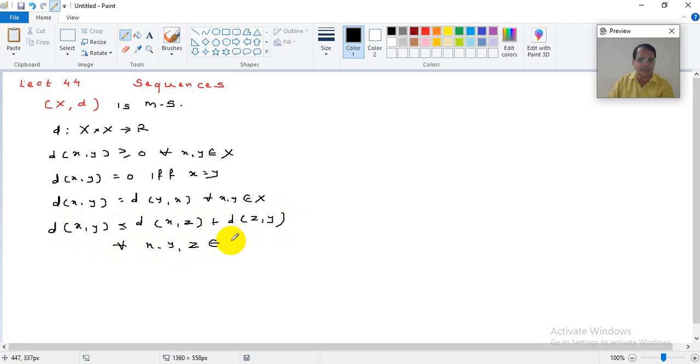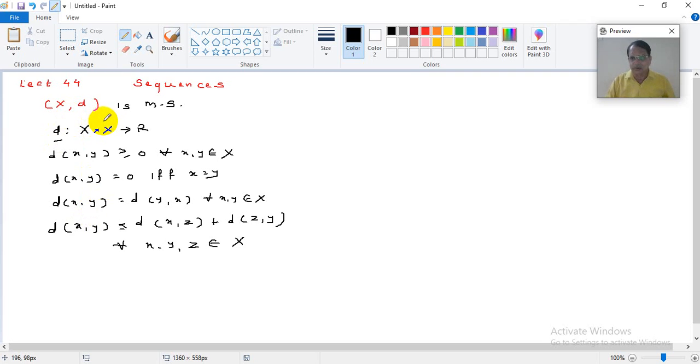When these four properties are satisfied by this function, which has the Cartesian product of X with itself as its domain and R as its codomain, that means it will be a non-negative real number. Distance cannot be negative, as you always know. So whenever this type of function satisfies all these four properties, you call d a metric, and (X, d) is a metric space. This is all you know, I am just repeating it.